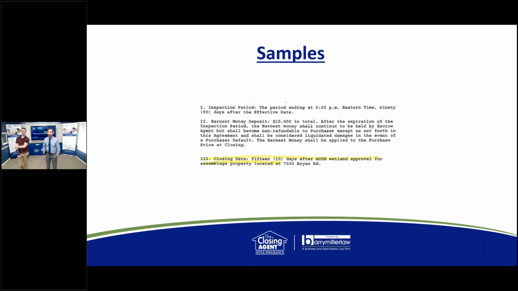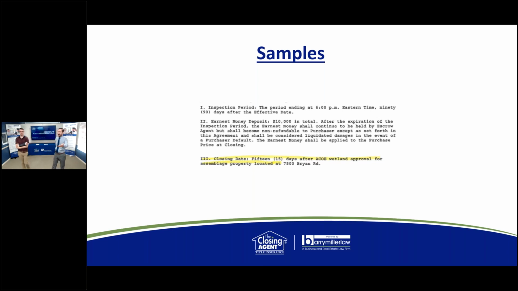Okay. So this one says, this is additional terms. Closing date shall be 15 days after the ACOE wetland approval for the assemblage property located basically behind this property. The issue that we have with this is when is closing? Can anybody tell me? And the problem is 3 years have passed under this contract, and the buyer comes back and says, well, I'm ready to close now. And it's arguable whether he does or does not have the right. Right, so you can't have open-ended things like this.